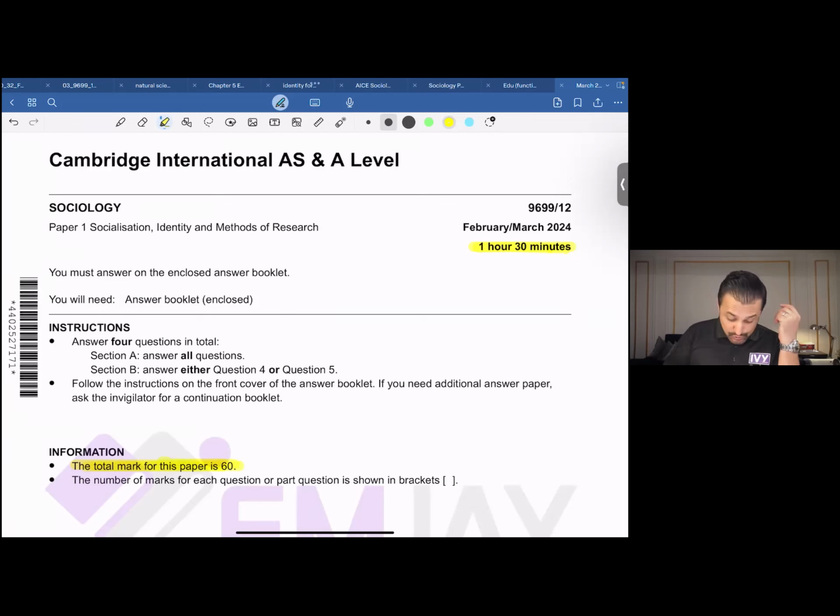The paper is divided into two sections. We have section A and section B respectively. Section A is of 34 marks. Section B is of 26 marks. In section A, you do not get any choice. So as this says, answer all questions. You're expected to answer all questions. So there's no choice. Yes, this would be divided into three questions. Question number one, question number two, question number three.